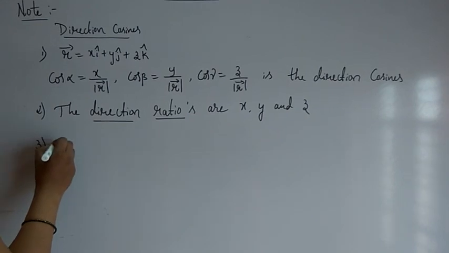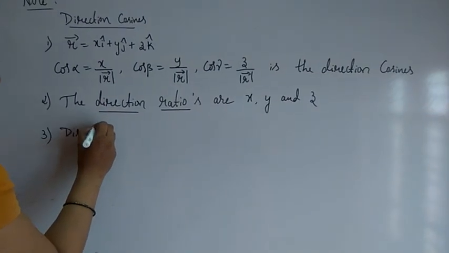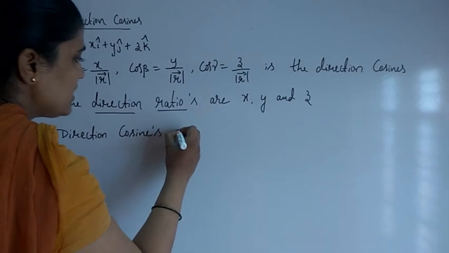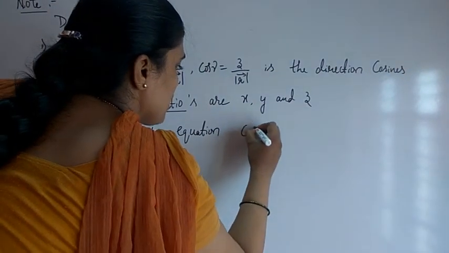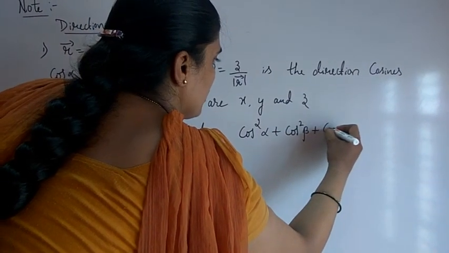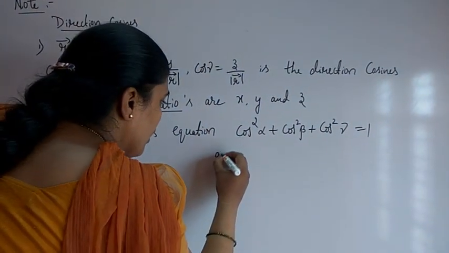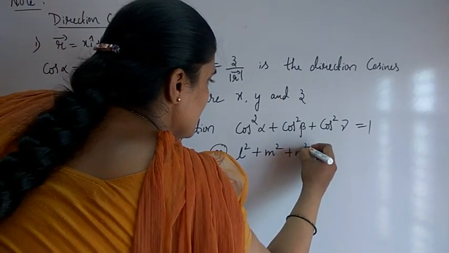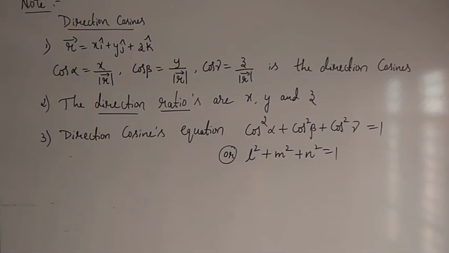Third, the direction cosines equation. What is the direction cosines equation? It is cos square alpha plus cos square beta plus cos square gamma equals 1. Or the equation is L square plus M square plus N square equals 1. Now let us see problems based on direction cosines.